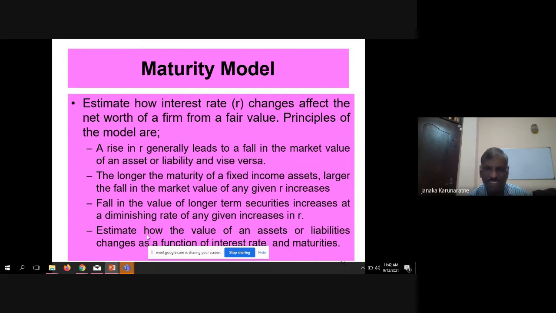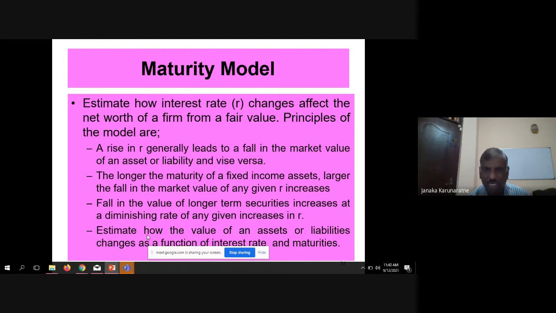Now, for example, let's say you take a 5-year fixed income bond. The current interest rate is 10%, and the interest rate rises to 12%. The price will drop.